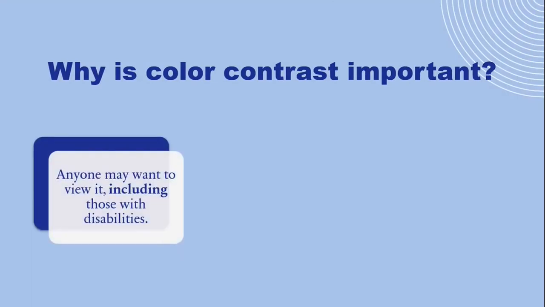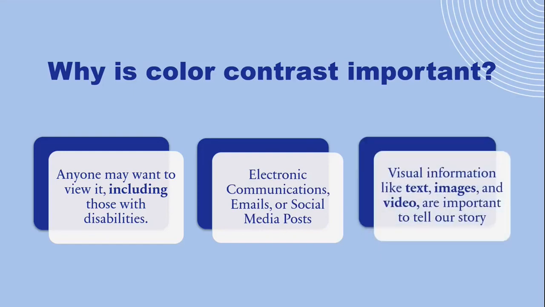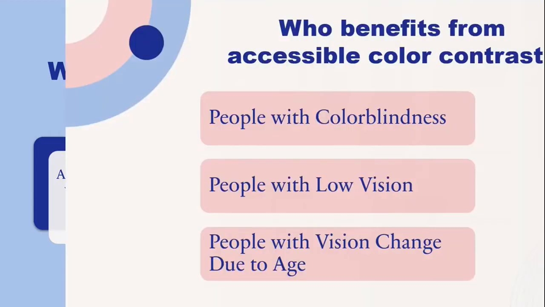Well, whenever you create content, it is important to think of everyone who may want to view it, including those who have disabilities. According to the World Health Organization, there are more than 250 million people who have some form of visual impairment alone. One area that's often overlooked when creating visual content is color contrast. This could be electronic communications, emails, or social media, and this generally refers to text, images, or video, which are all important things to help tell our story.